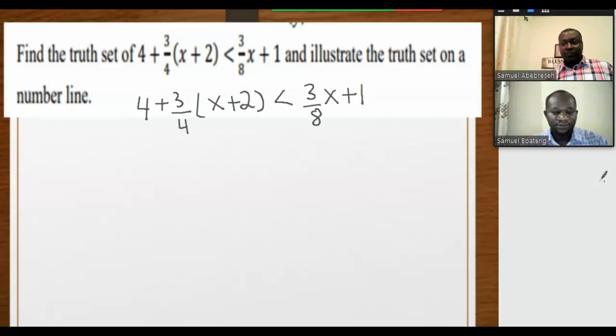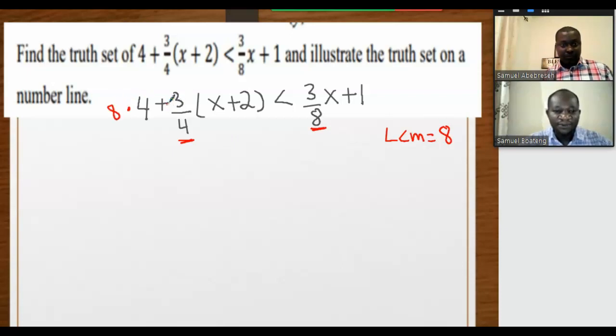plus 1. Okay. When you look at both sides, the left-hand and the right-hand side, we have 2 fractions. So we need to get rid of the fractions so that we can easily find our x. The LCM of 4 and 8 is 8. So we multiply all the terms by 8.